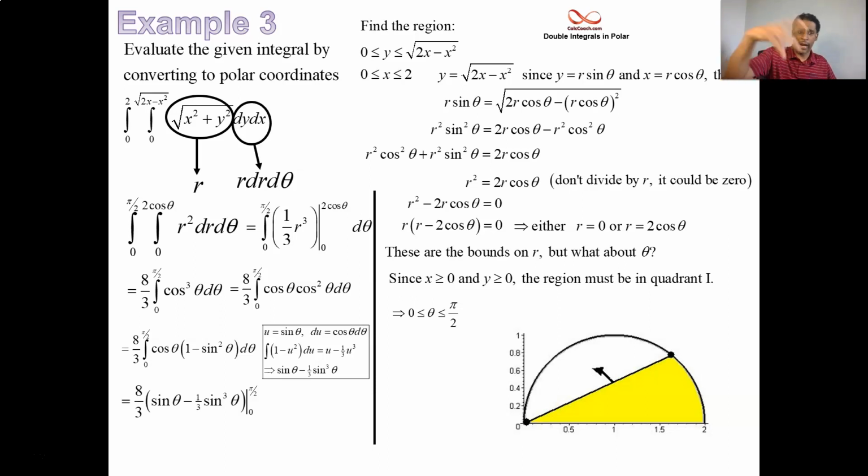Our job, put a pi over 2 in and put a 0 in. But sine of 0, sine cubed of 0, they are 0. So pi over 2, sine of pi over 2, that's a 1. So 1 minus 1/3 on the inside, 8/3 on the outside. That's a 2/3 on the inside of the parentheses. Altogether, 16/9. That was a tough one.